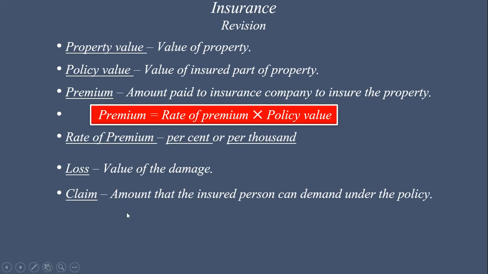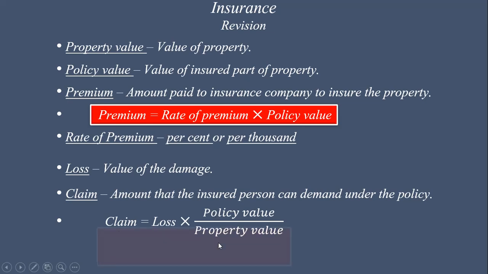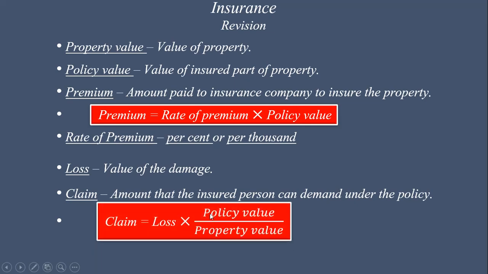Next term is claim. The amount that the insured person can demand under the policy is termed as claim. To calculate claim, we use this formula. Claim is equal to loss into policy value upon property value. If policy value is equal to property value, then this ratio is equal to 1, and in that case claim is equal to loss.